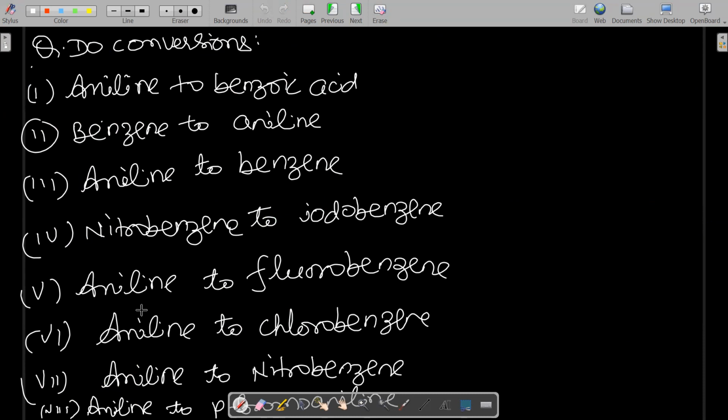So see the conversions: aniline to benzoic acid, benzene to aniline, aniline to benzene, nitrobenzene to hydroxybenzene. So these are the conversions. Just note them down. In the next class, you will show me. Aniline to fluorobenzene, aniline to chlorobenzene, aniline to nitrobenzene, aniline to para-nitroaniline. So in the next class, I will check all the conversions. I will ask the questions. So I think it is clear to all of you. Okay, thank you so much.